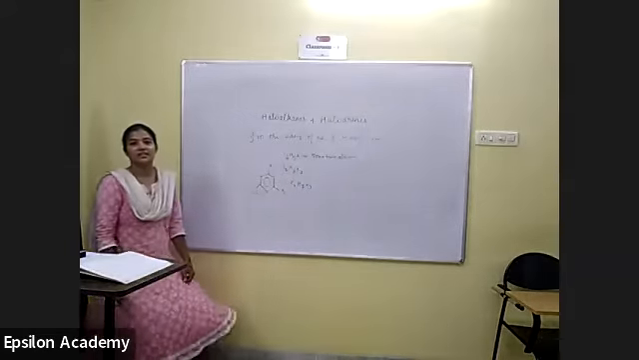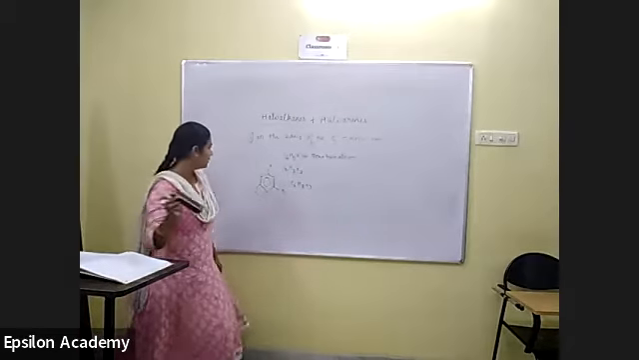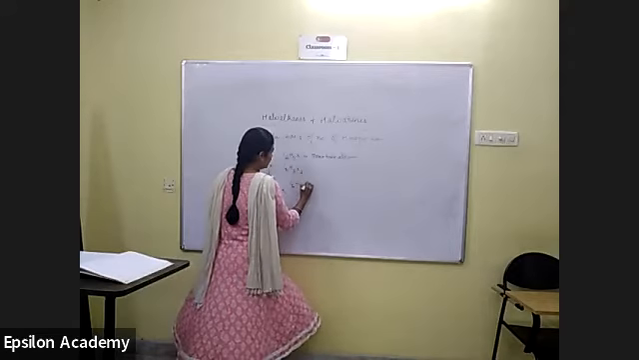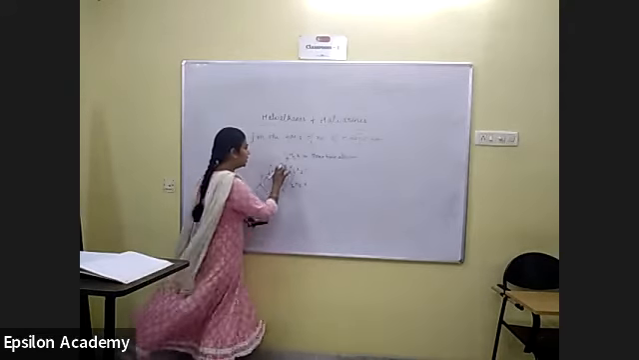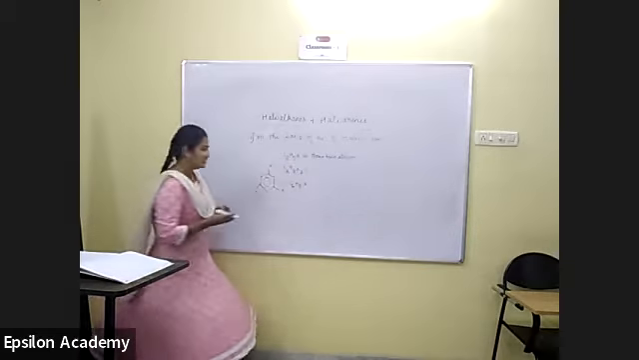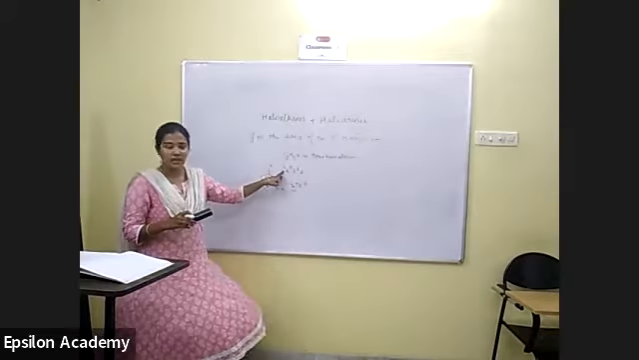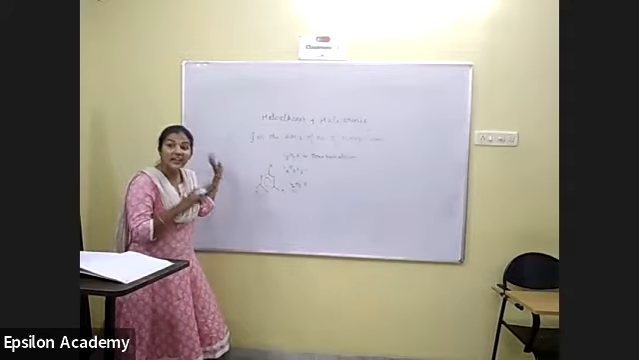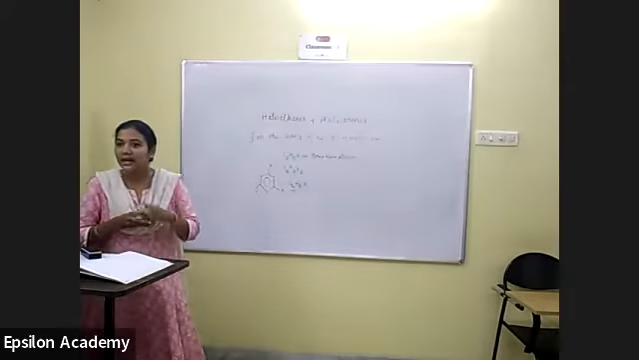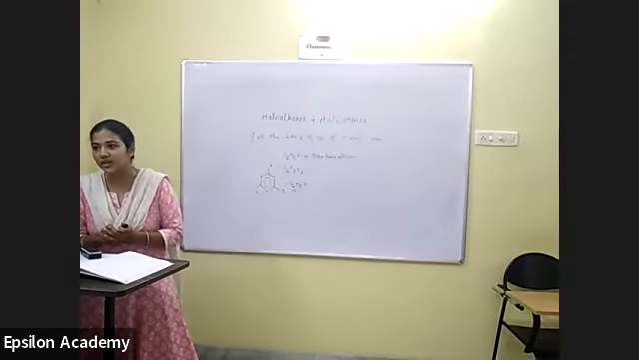H3X3. Take mono halo arene, so it will be C6H5X. Sorry, here I have written C2, so here it is C. Okay, so this is like alkanes. So here what happens? It becomes arenes. So, clear with this one based on the number of halogen atoms. Now shall we go to the next one?